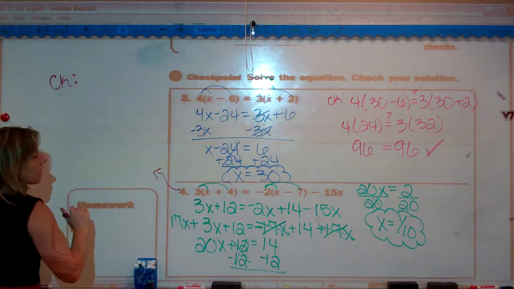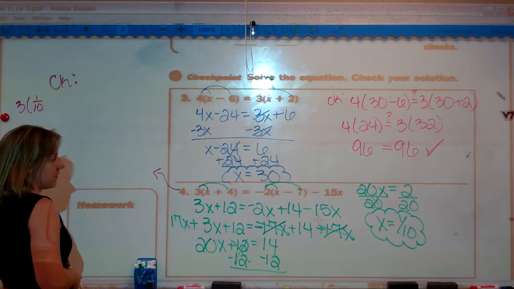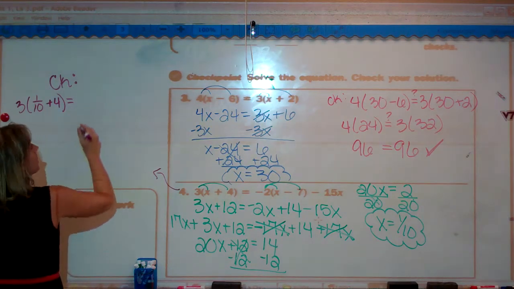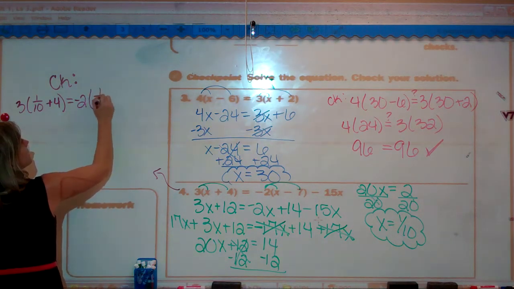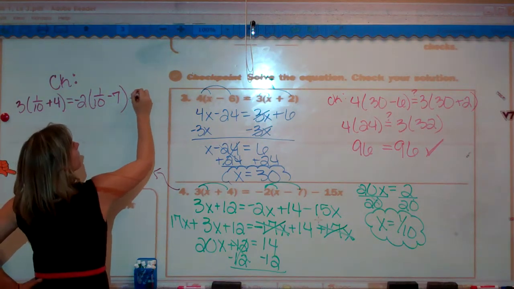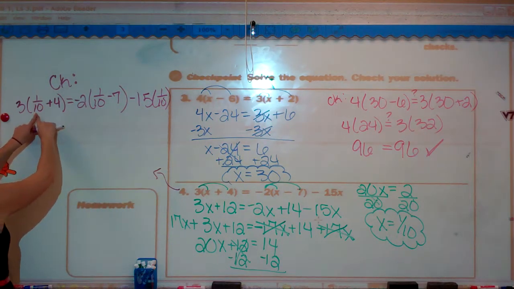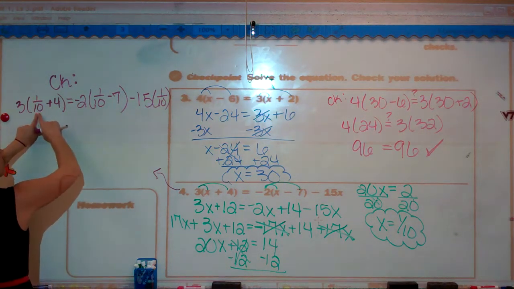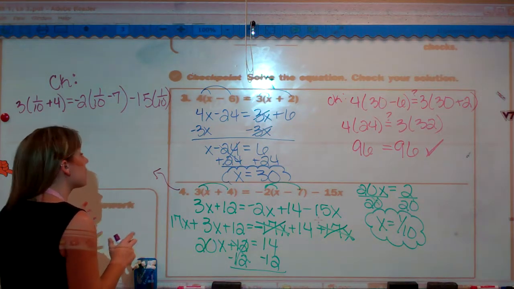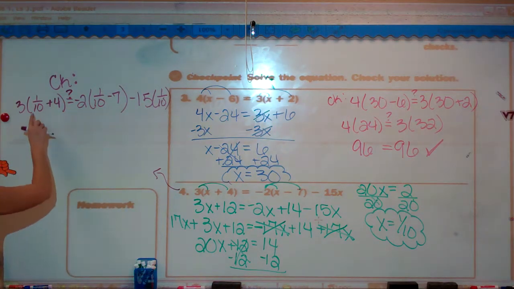So wherever I see x, I want to put in 1/10. So 3 times a 10th plus 4 equals -2 times a 10th minus 7 minus 15 times 1/10. So instead of x, x, and x, I put in 1/10, 1/10, and 1/10. So it is going to look a little funny as we work it out, but we still should get the left side. Does it equal the right side?